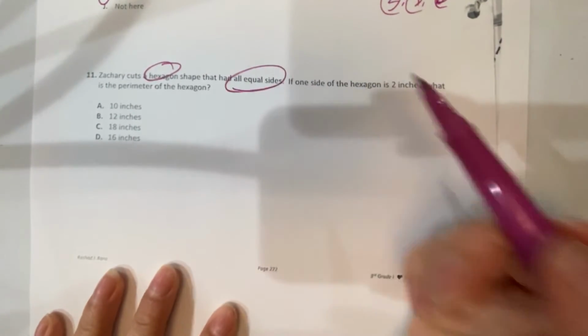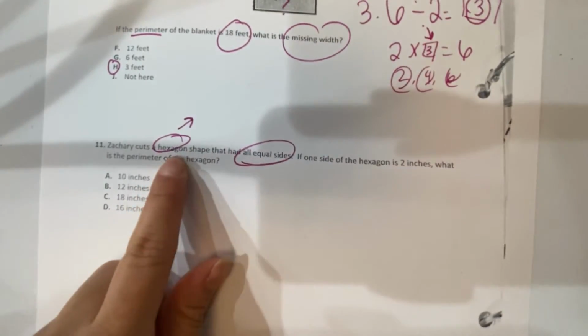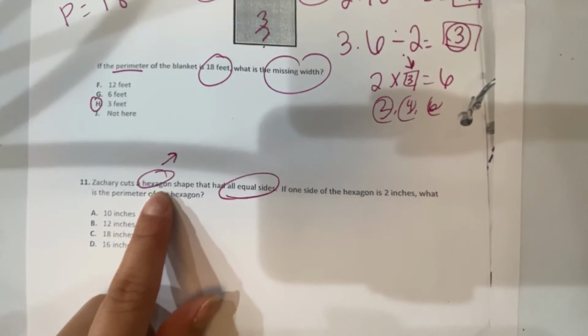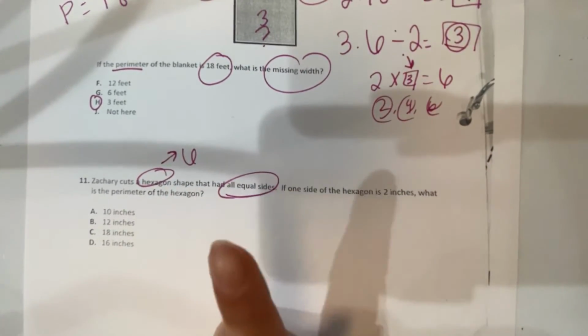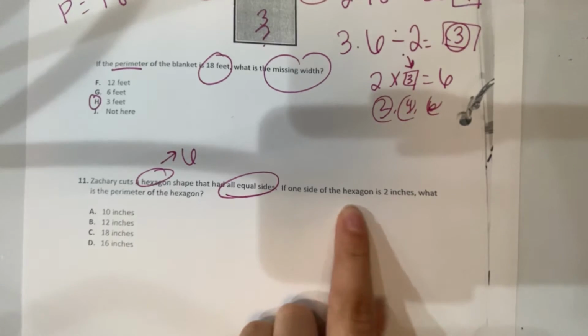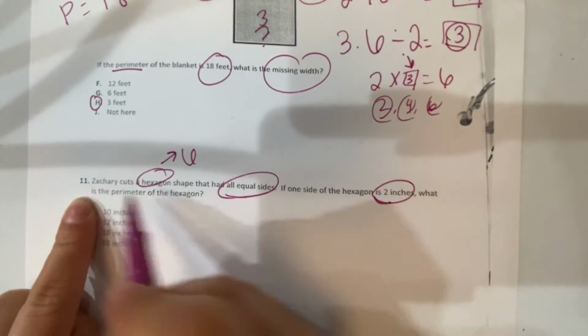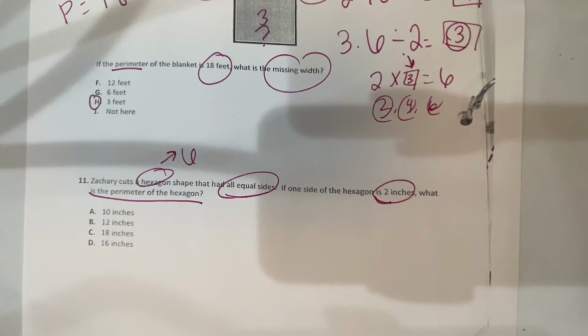Moving on. Zachary cuts a hexagon shape that has all equal sides. Hexagon shape, all equal sides. Remember, a hexagon does have all equal sides. And if we're talking about a hexagon, think back to when we talked about our geometry on our shapes. Hexa means 6. So there's 6 sides that are all equal. If one side of a hexagon is 2 inches, what is the perimeter of the hexagon?